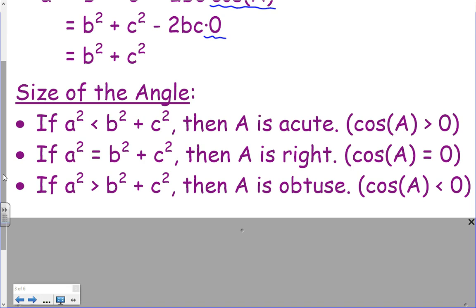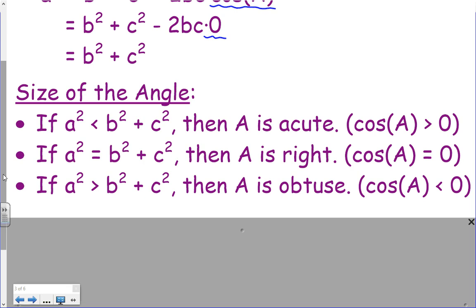The bullet in the middle we just kind of talked about. That if a squared is equal to b squared plus c squared, then a must be a right angle. And the reason it must be a right angle is because the cosine of A would have to be 0, so you're subtracting 0 from the right side of that, and that's why it turns out that a squared is just equal to b squared plus c squared. But if A is acute or obtuse, it also can be used to help us figure something out, but it's not going to be equality, but rather an inequality.